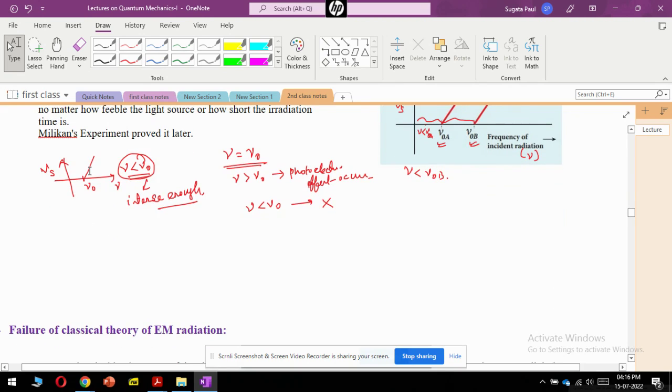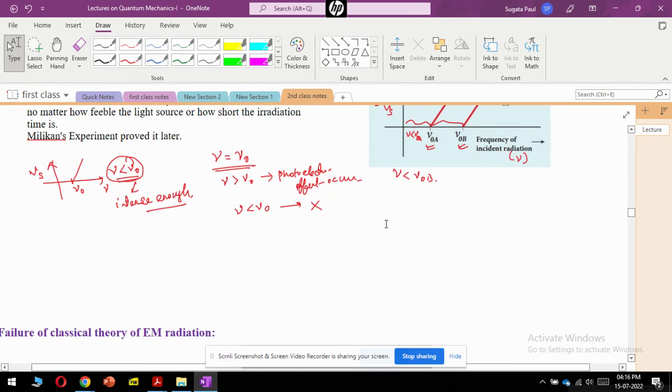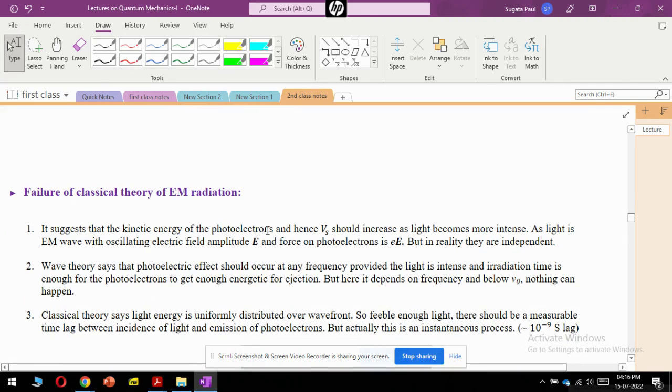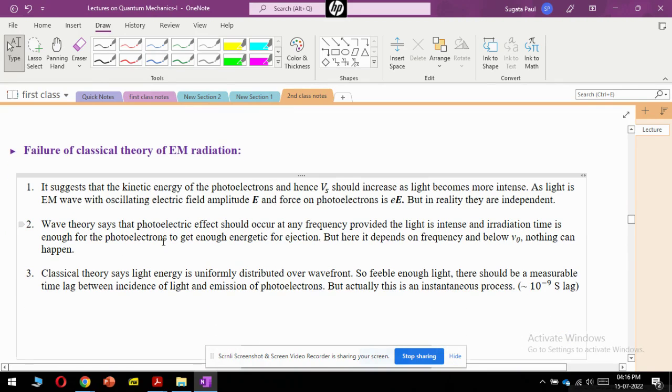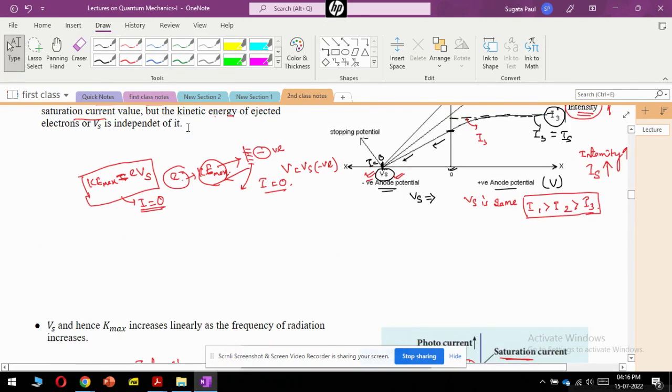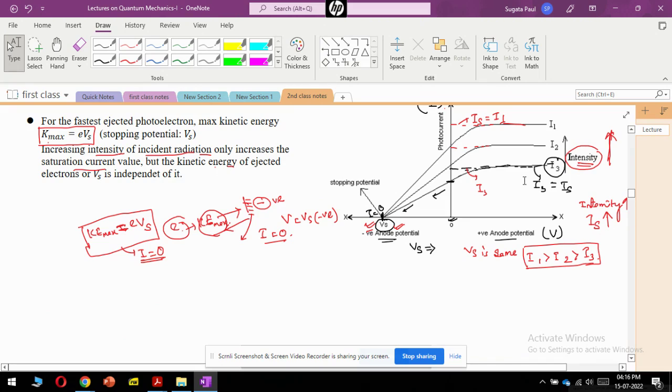Now we'll see the detailed idea of that later in the experiment of Millikan, who proved this experimentally. For now we move on to the description of the effect, the key observations we have noted from here. Three observations: one is that changing the intensity of the radiation does not change the stopping potential or kinetic energy, it only changes the saturation current value.